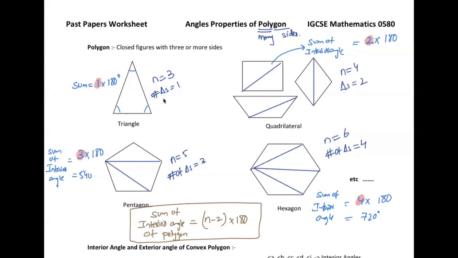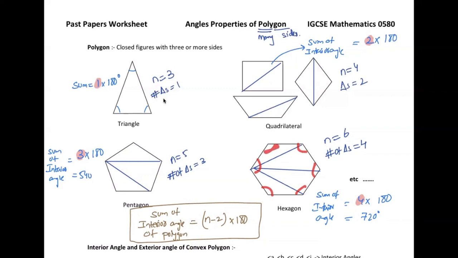So in a hexagon there are 4 triangles. A hexagon has 6 sides. So how many triangles are going to be there? n minus 2. That means 4 triangles. So 4 times 180. The sum of all the angles of a hexagon will always be equal to 720. I'm sorry, 720 is not the area of the hexagon. 720 is the total angle of the hexagon. If you add all these angles, the total is going to be equal to 720 degrees.